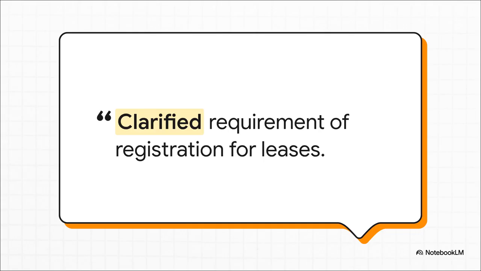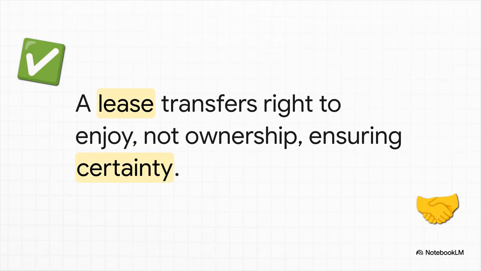The absolute relevance here is that it perfectly illustrates the strict mandate of Section 107 regarding registration, while also showing how Sections 106 and 116 operate together to protect parties through implied leases based on conduct. Citing this shows the evaluator you actually understand how the different sections of the Act interact with each other. Wrap up your answer script exactly like this. A lease transfers only the right to enjoy property, not ownership. The rights and liabilities of lessor and lessee ensure mutual obligations and legal certainty in property transactions.